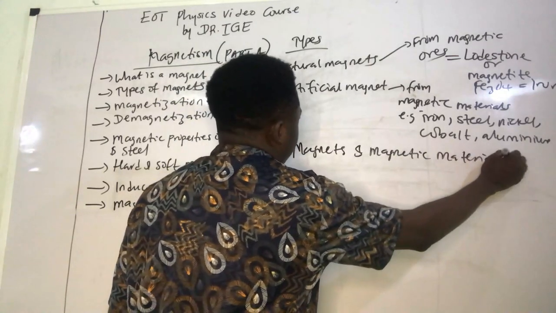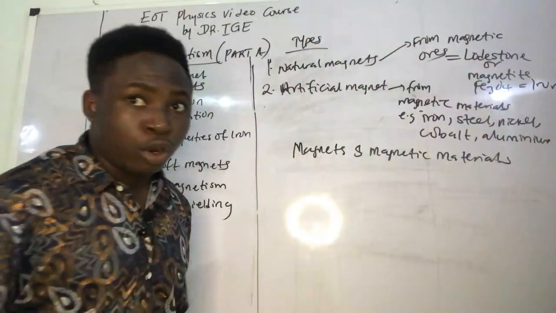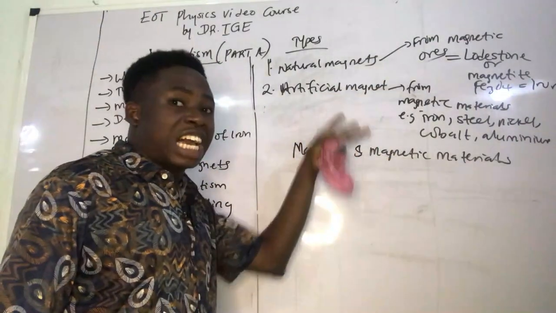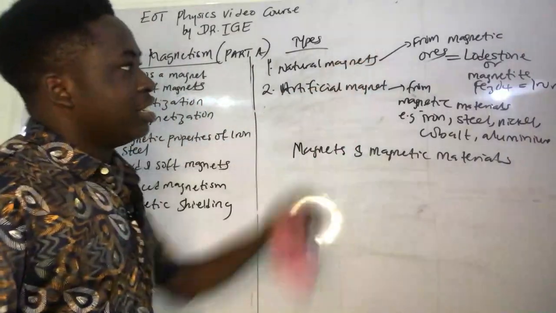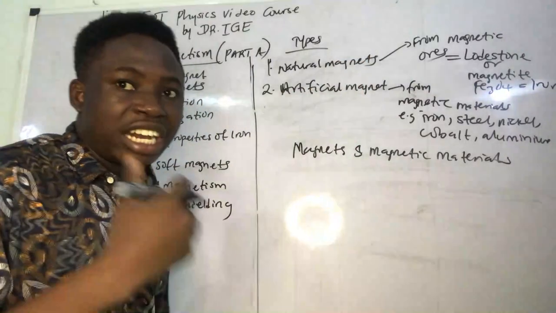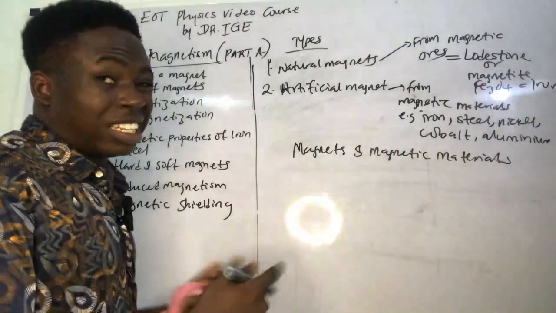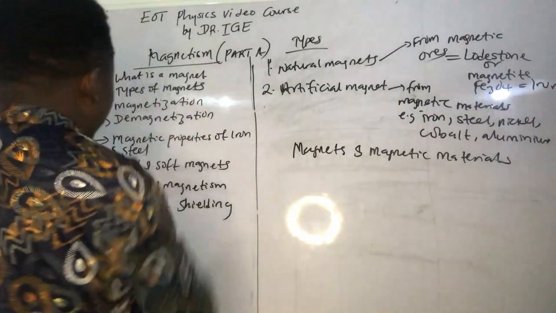Do you understand? A magnet on a natural note is formed from magnetic ores. Magnetic materials are materials that serve as artificial magnets. You get the difference now. So that's it, guys. We have the natural, we have the artificial. I think we'll go into that later. So let's just follow what we have here now.